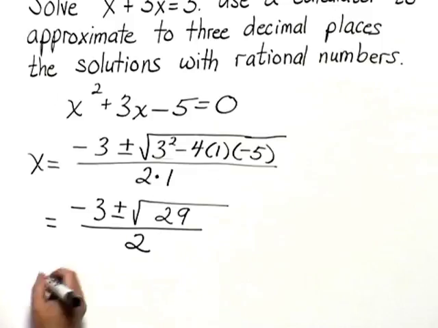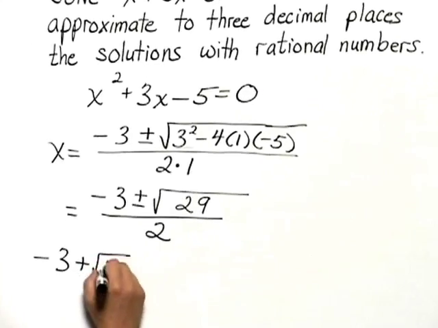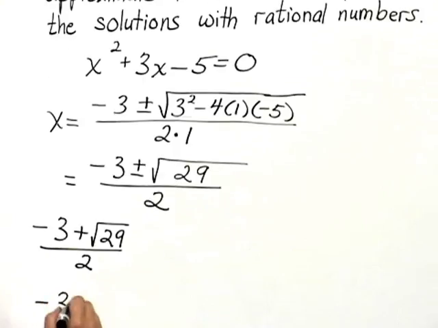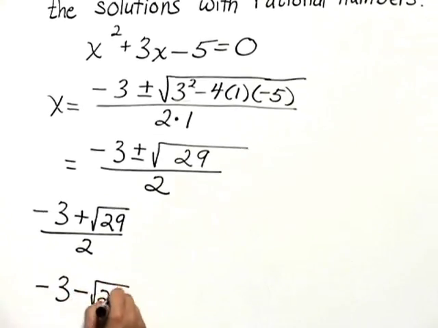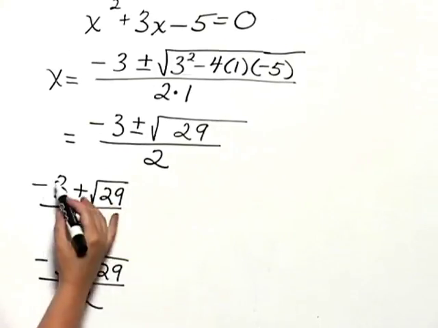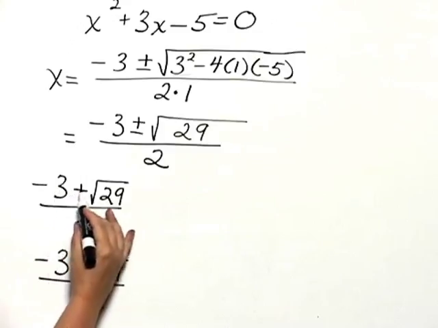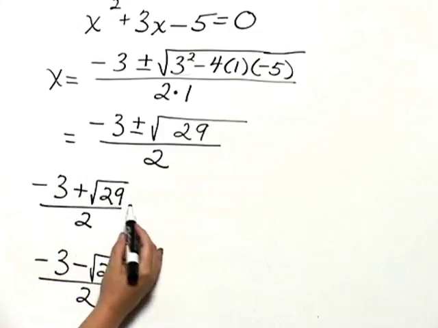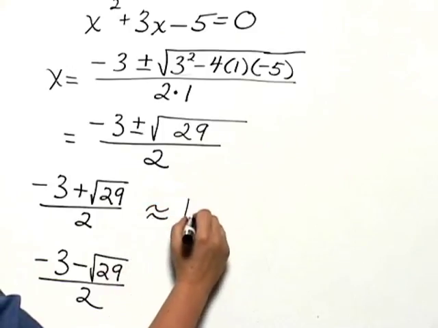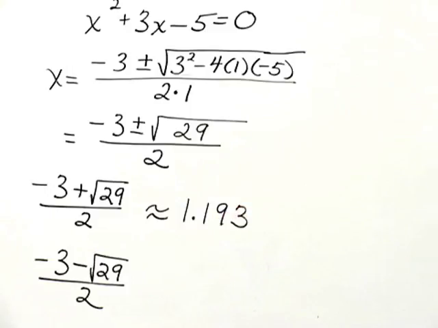This gives us two solutions. We have -3 plus the square root of 29 over 2, and we have -3 minus the square root of 29 over 2. Using a calculator, we would put parentheses, and we would say the opposite of 3 plus the square root of 29, close the parentheses, and divide by 2. And that would be approximately 1.193, rounding to 3 decimal places.